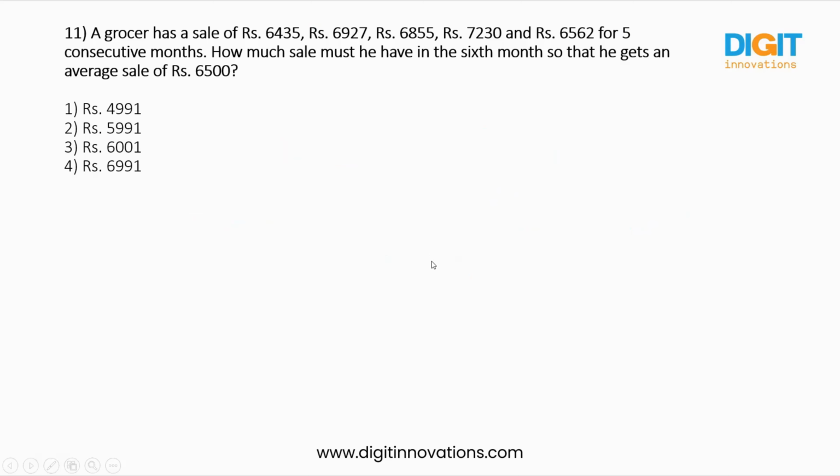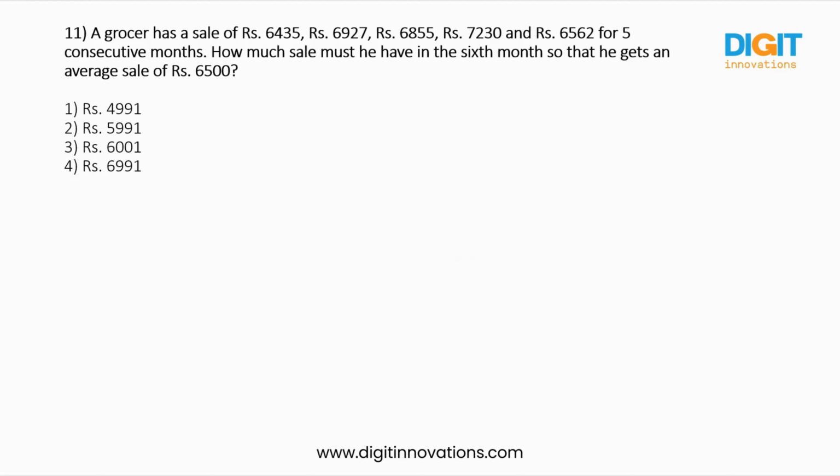So next one it is, a grocer has a sale of rupees 6,435, rupees 6,927, rupees 6,855, rupees 7,230 and rupees 6,562 for 5 consecutive months. How much sale must he have in the 6th month so that he gets an average sale of rupees 6,500? So this is the question from average concept.